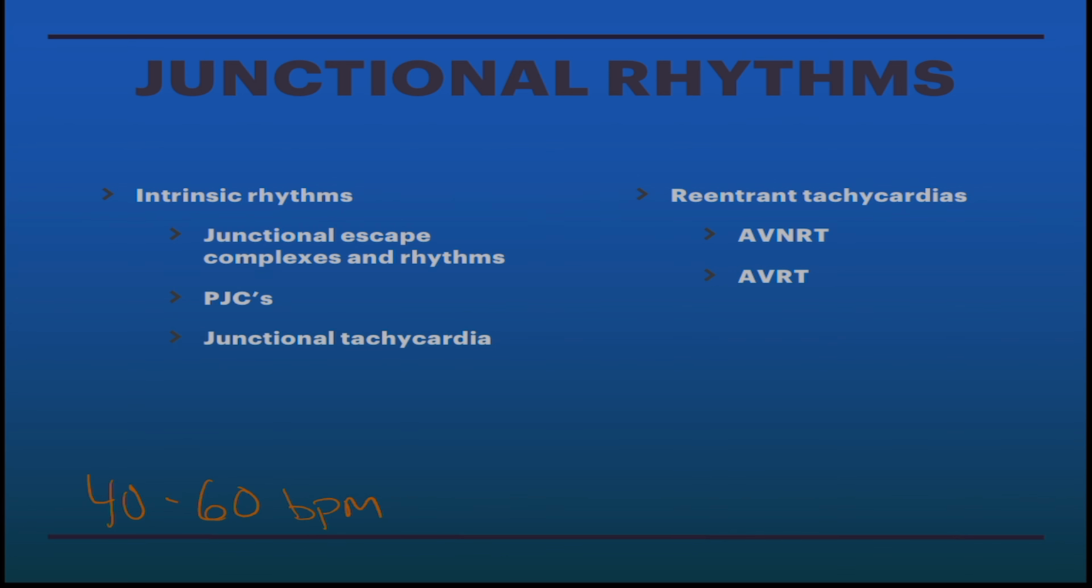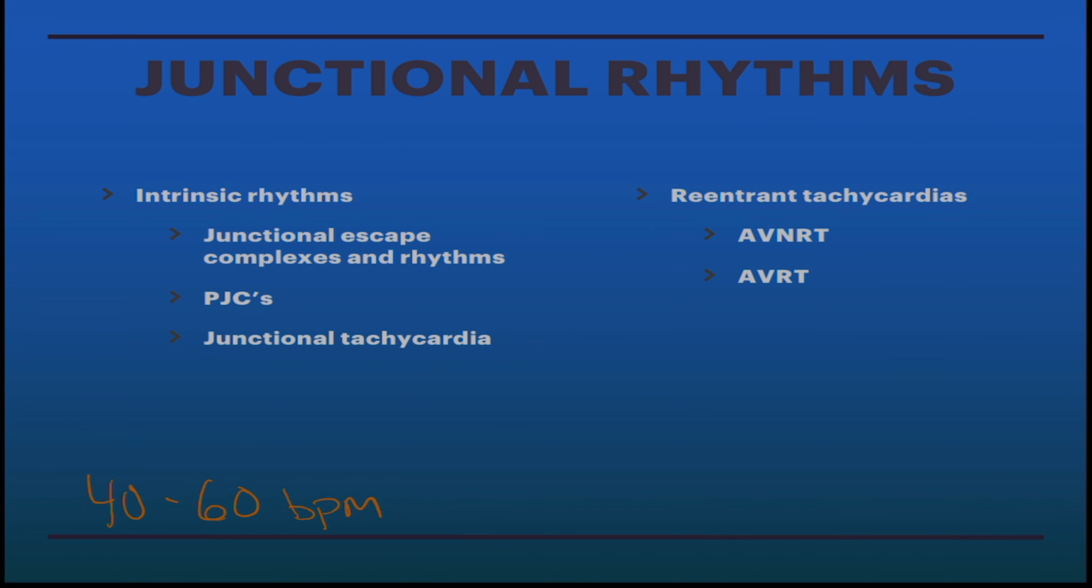You can have premature junctional contractions. You can have a junctional tachycardia, where there's an area of tissue inside the AV node that is more irritable than the rest, and it starts to fire above its intrinsic rate of 40 to 60. And then the next type of junctional rhythms that we see are our reentrant tachycardias, that we'll spend some time on in some later slides.